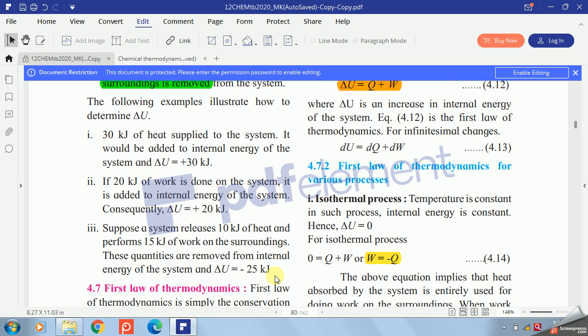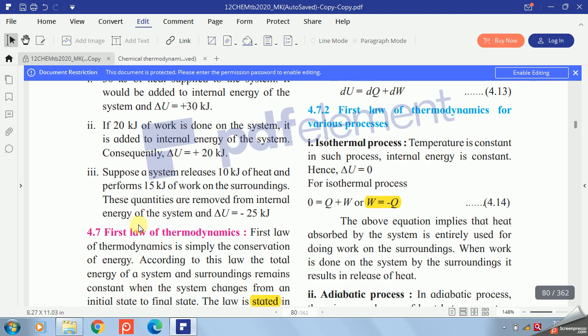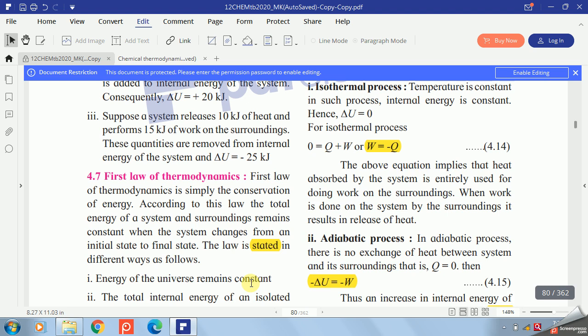So how do you write delta U? Delta U is equal to the sum of the heat supplied to that system and the work done on that system. So delta U is equal to Q plus W, and this can be proved by the law, and that law is called the first law of thermodynamics. There are different statements of the first law of thermodynamics, and this law is related to the total energy of that system and surrounding remaining constant.